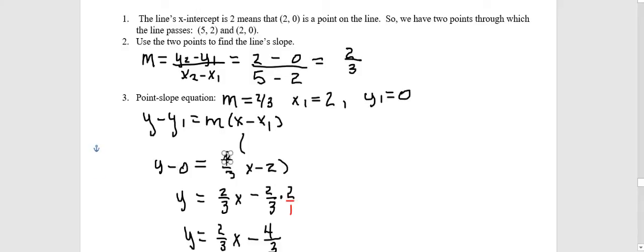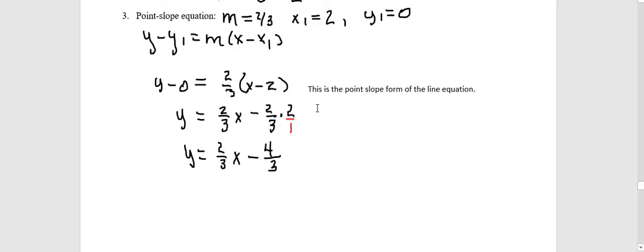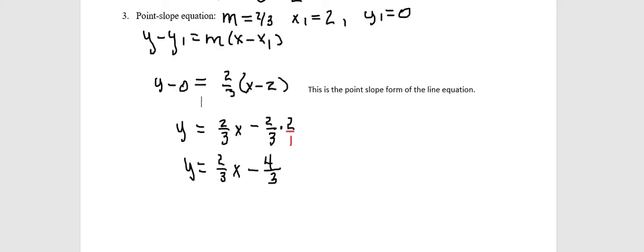Let me move things down here a little bit. And I want to identify the point-slope line equation. And so y minus 0 equals 2/3 times the quantity x minus 2 is the point-slope form of the line equation. Remember, that would have looked different if I would have used the other point. But I always choose the easiest point to work with.